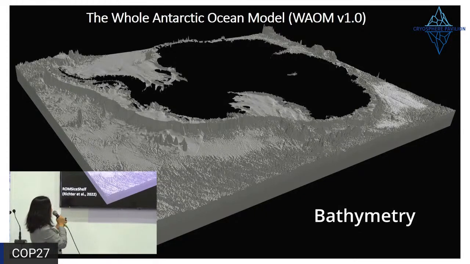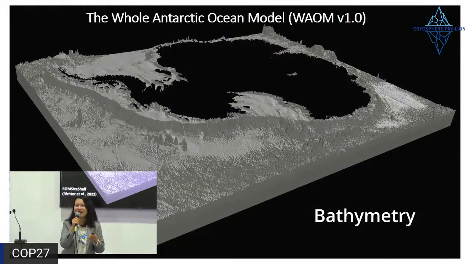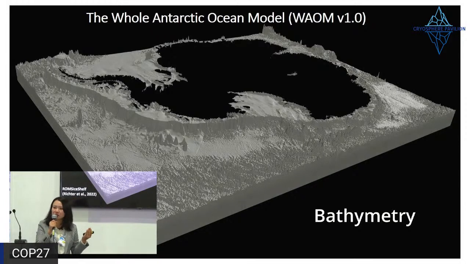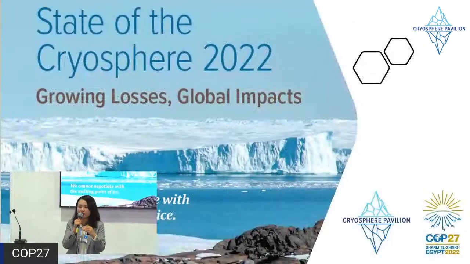In this model, we can see, it should be an animation, but it's not playing, but it's fun. And from this model result, we can get how the ocean temperature changed over time, and also how the ocean circulation evolves with time going.